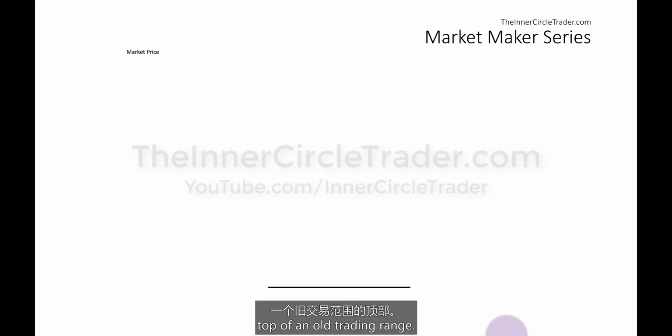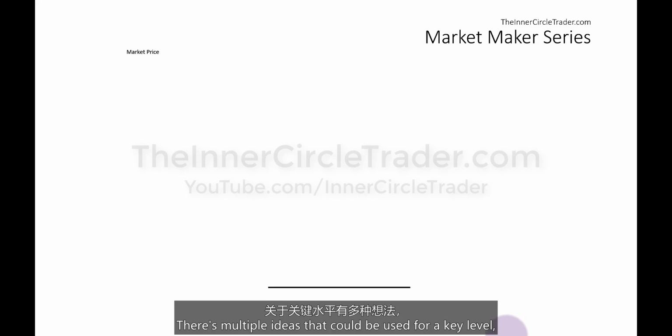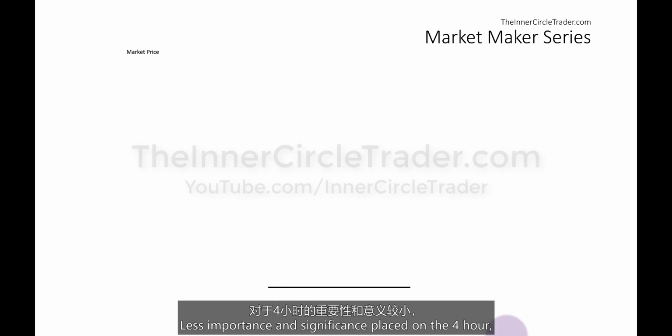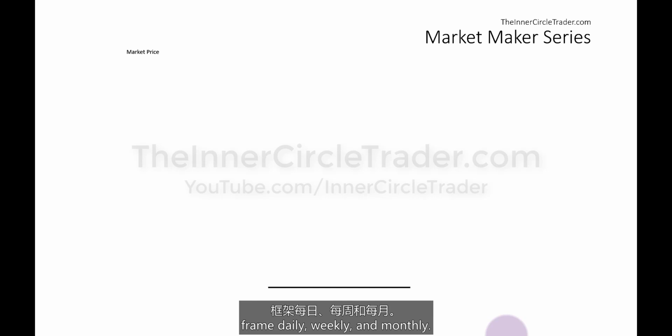They could be the top of an old trading range. There's multiple ideas that could be used for a key level, but what makes it a key level is it's on a monthly, weekly, daily, or 4-hour. Less importance and significance placed on the 4-hour, predominantly the higher time frame, daily, weekly, and monthly.